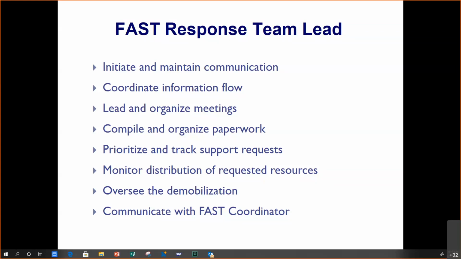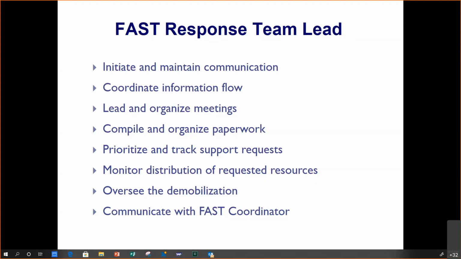You'll prioritize and track support requests. You'll make sure that, again, the resource that's requested for certain individuals makes it to that individual. And if there's any delay or issues, you're kind of the conduit, again, between the FAST team member that's having to assist the individual and that resource.